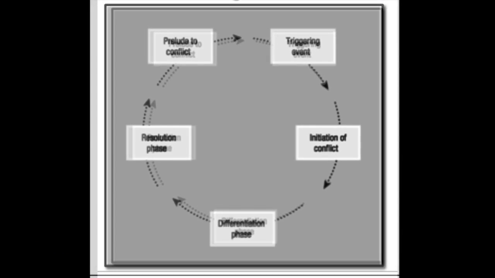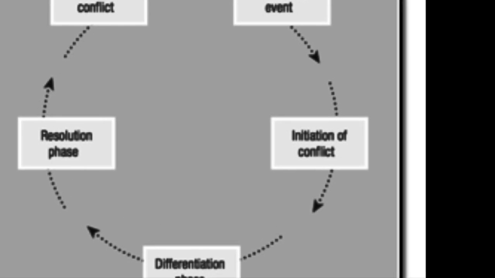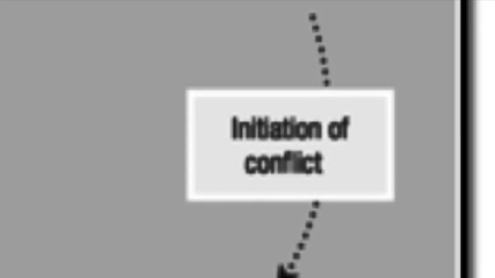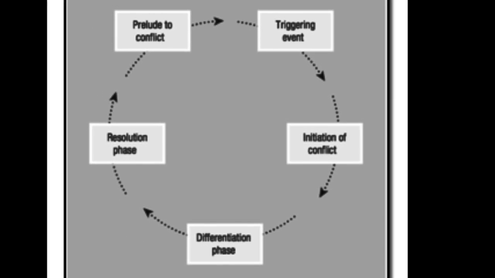Stage 3 is the initiation of conflict. This stage occurs when the conflict becomes overt to both parties, which means that conflict starts when both parties know that their opposing sides have collided.